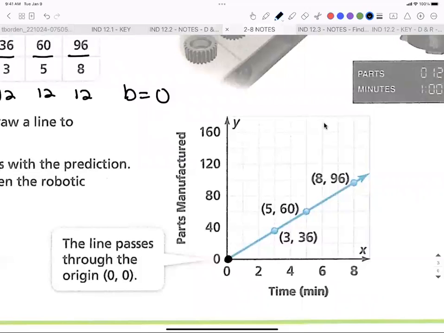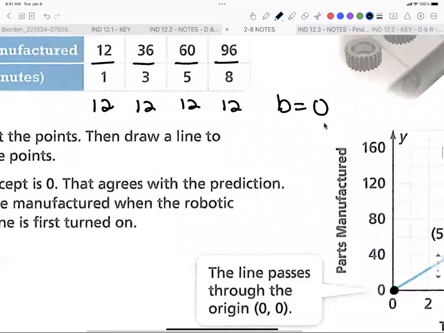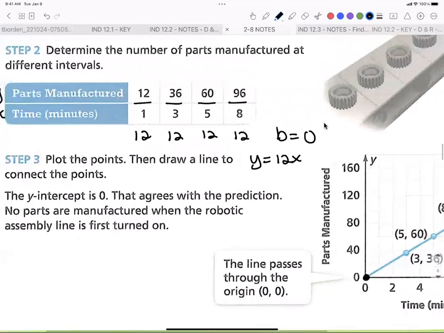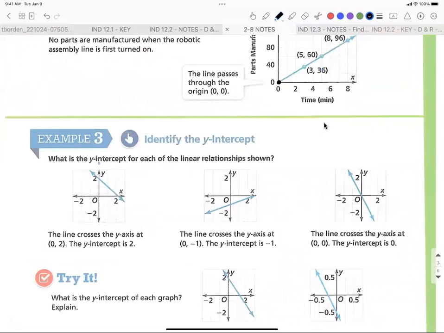Now, do we have to do the work of down 12 over 1, down 12 over 1, down 12 over 1 to know that our b is going to end up at 0? No. If it's proportional, you know you're going to end up at 0. You know your b is going to be 0. And if I was to write an equation for this, which it doesn't really ask you to, but we're just going to do it to practice, it's y equals what? 12x. Good. We know it's plus 0, but we don't have to write it. Okay? Beautiful. Okay, let's move on to example 3.